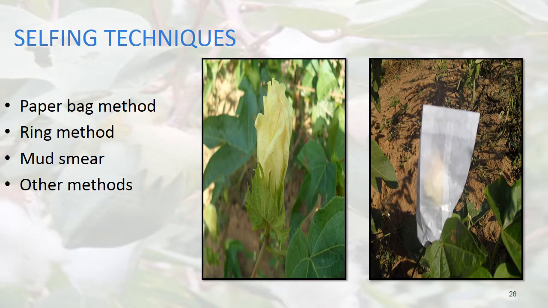Selfing techniques. Let us move to hybridization techniques. In that, first one, selfing techniques. Here different special techniques are discussed. First one is paper bag method, then ring method, mud smear and other methods. This is paper bag method where a mature bud is covered with a paper bag in order to prevent out-crossing contamination.